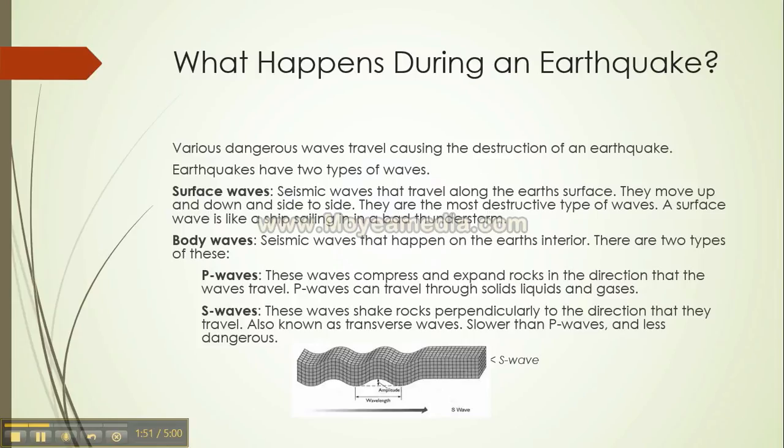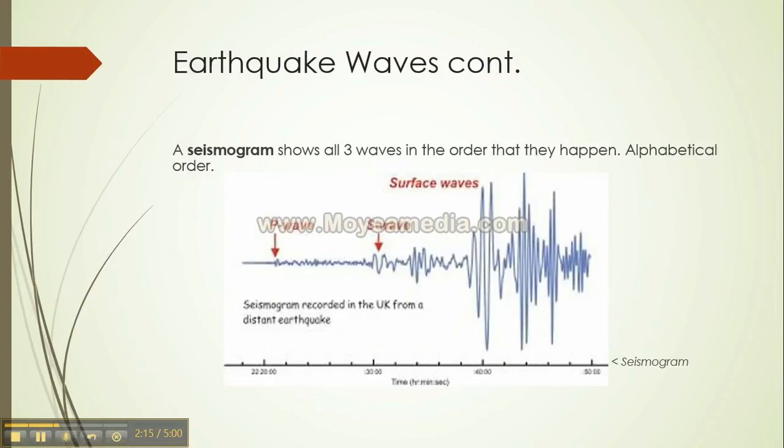Body waves are seismic waves that happen in the Earth's interior. There are two types of these. P waves are waves that compress and expand, push and pull rocks in the direction the waves travel. P waves can travel through solids, liquids, and gases. S waves are waves that shake rocks perpendicularly to the direction they travel, also known as transverse waves, slower than P waves and less dangerous.